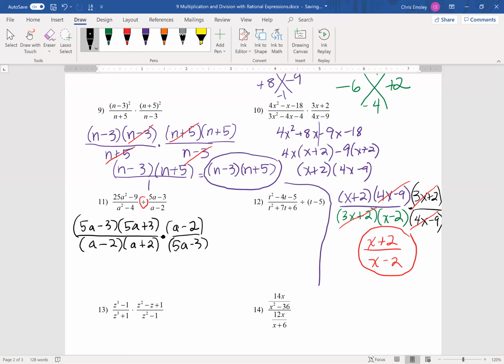Okay, now that we have everything factored out, anything that occurs both in the top and the bottom, like this a minus 2 can be canceled. 5a minus 3 also canceled, and we end up with 5a plus 3 over a plus 2.